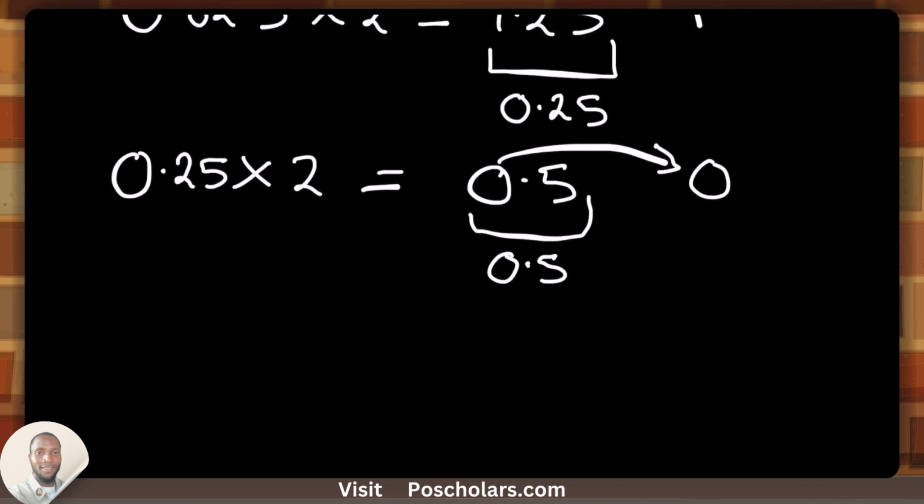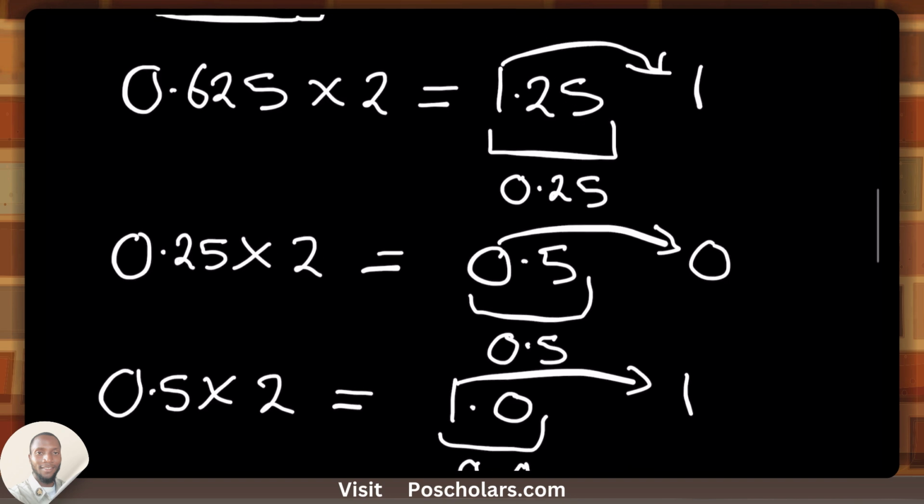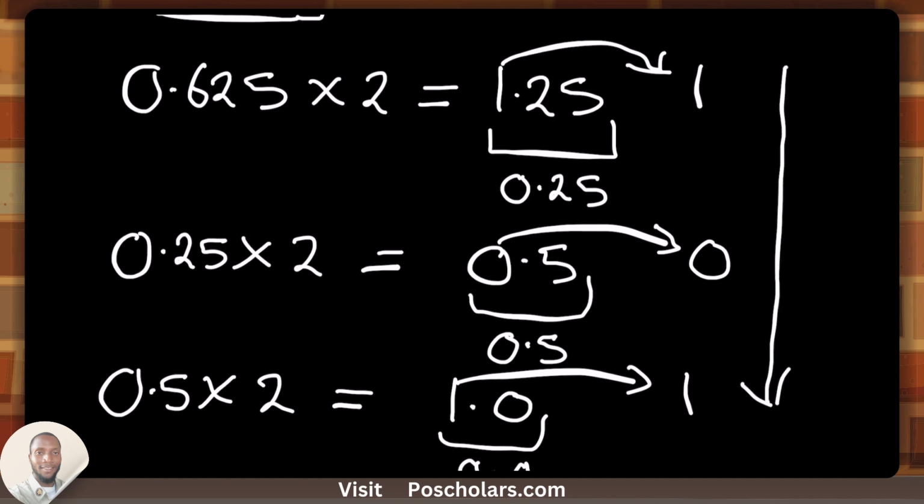Similarly, the decimal part for 0.5 is still 0.5, right? Then successively we say 0.5 again times 2, and 0.5 times 2 gives what? That should be 1.0. The whole number part is 1, while the decimal part is 0.0, right? So we stop here because the decimal part is now 0.0. Now you present your answer. All the digits we extracted out, you write them from top to bottom.